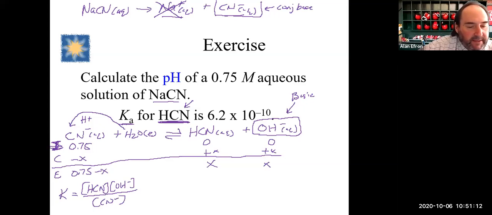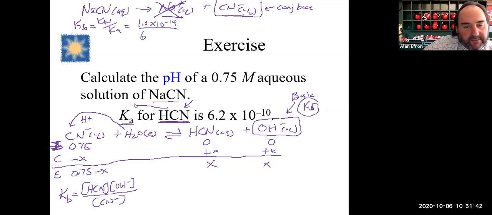And this should be a Kb. Again, we see it's basic, we see hydroxide. I should be doing a Kb at this point. Very, very common in these problems, we're not given a Kb, but given a Ka. So we do need to use that Kw relationship. In this case, the Kb will equal our Kw divided by Ka. Kw being 1 times 10 to the minus 14, divided by our 6.2 times 10 to the minus 10.